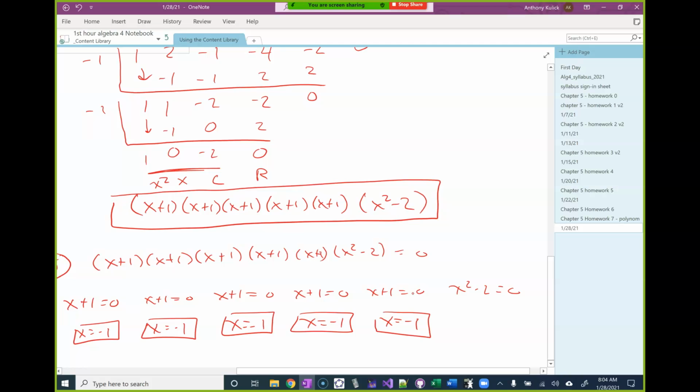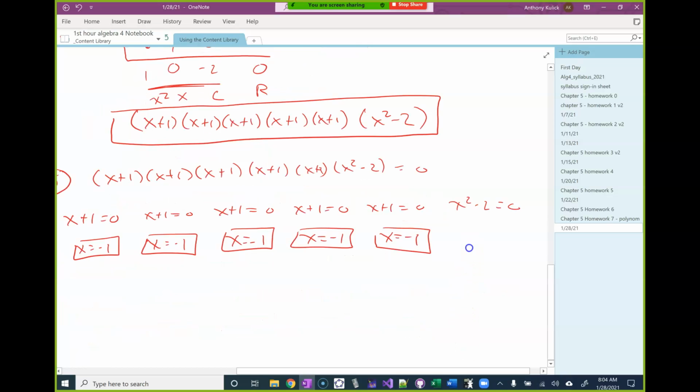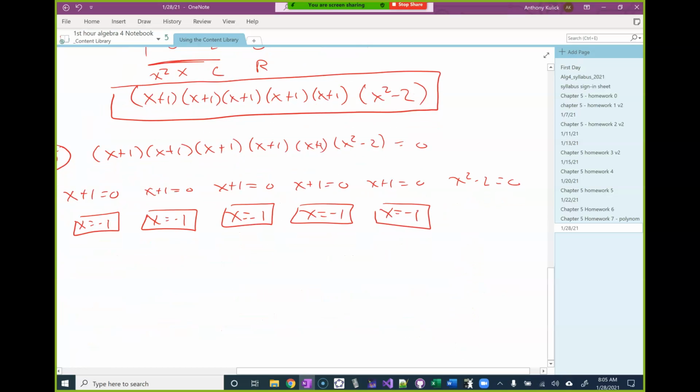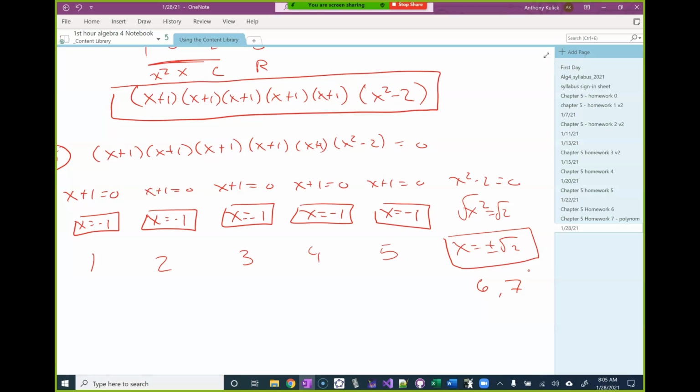X squared minus 2, though, is quadratic, but there's no x term. So I know that I can solve this one directly. So I can add 2 to both sides and then square root both sides. When I square root both sides of an equation, it creates a plus or minus. So I have 1, 2, 3, 4, 5, and then because of the plus, square root 2 is solution 6, and minus square root 2 is solution 7. So there's my 7 solutions that I was expecting.